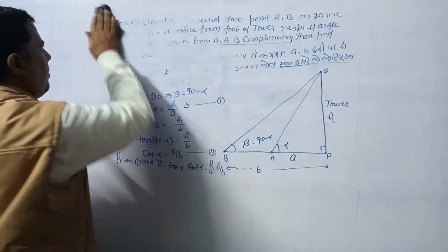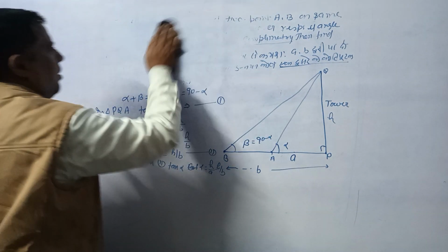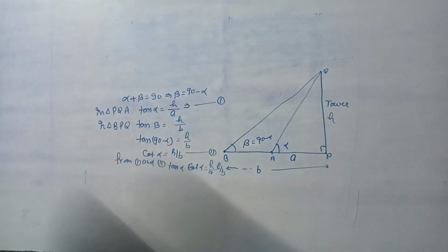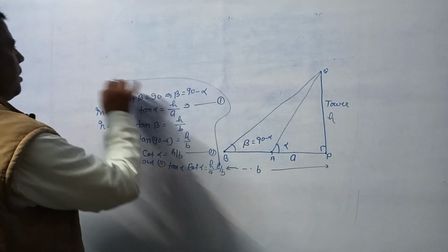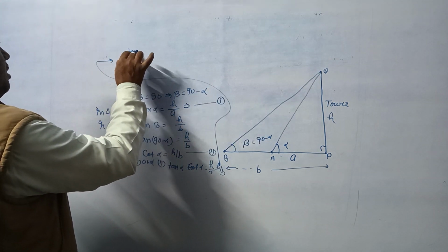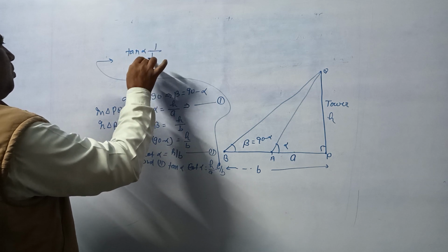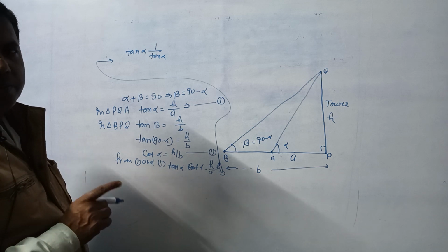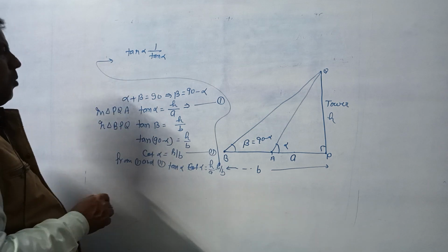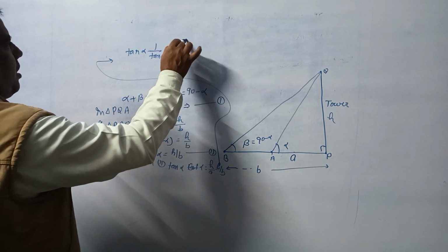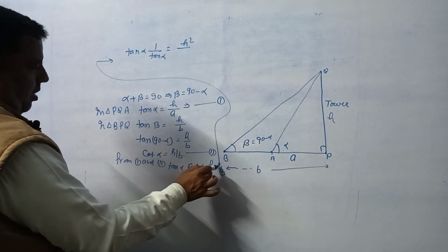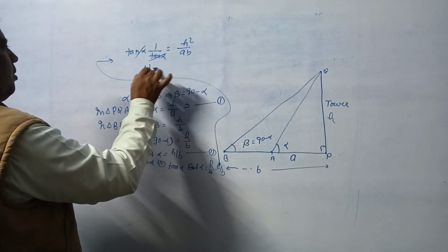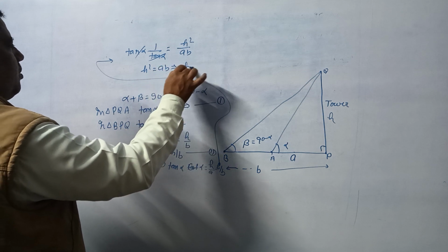Again, we know that cot alpha is 1 by tan alpha. Tan alpha is perpendicular upon base and cot alpha is base upon perpendicular. Both are reciprocal to each other. Multiplying, that is h square upon a into b, equals 1. Then h square equals ab, which implies that h equals under root ab.